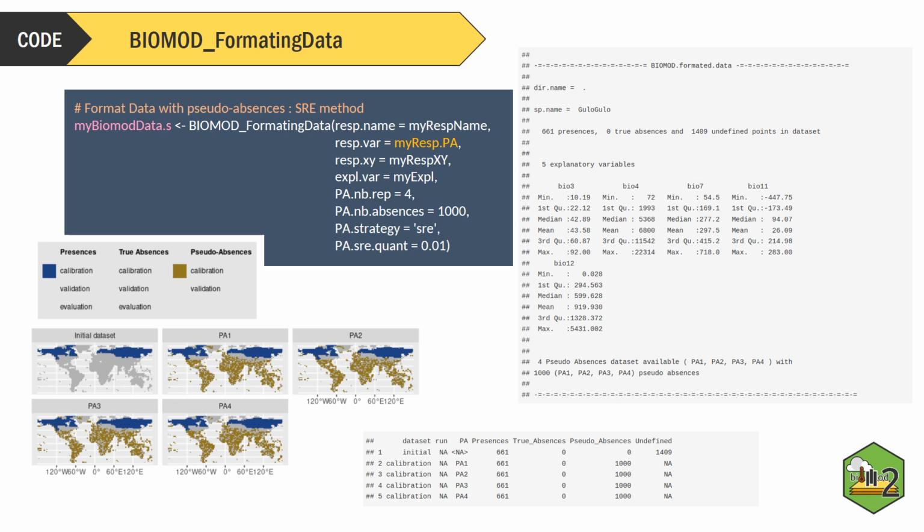As for the surface range envelope method, the quantile parameter can be interpreted as follows. 0.01 here means that the 1% most extreme values of each variable on each side of its distribution along its gradient, so 2% in total, will not be taken into account to determine the tolerance boundaries of the species.